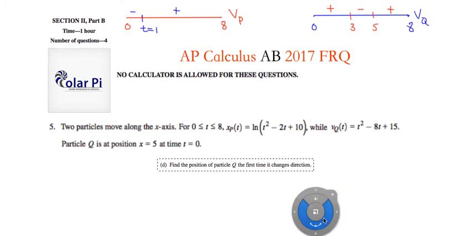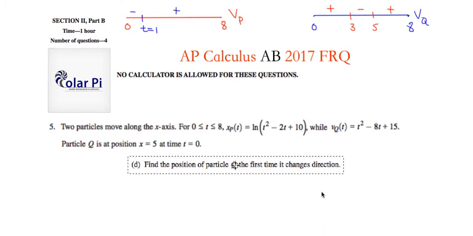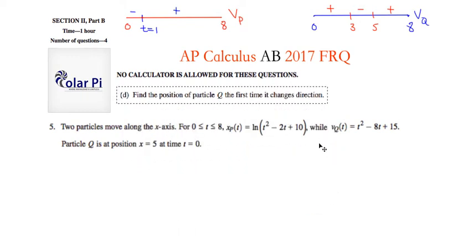All right. So part D says this, which is find the position of the particle Q the first time that it changes direction. First of all, notice that the first time it changes direction is at t equals 3, the particle Q, because it was moving to the right up until t equals 3, and it started moving to the left after t equals 3. So they're talking about the position of the particle at t equals 3. So what they're asking for is x sub q of 3. Remember, position is denoted by x, right?